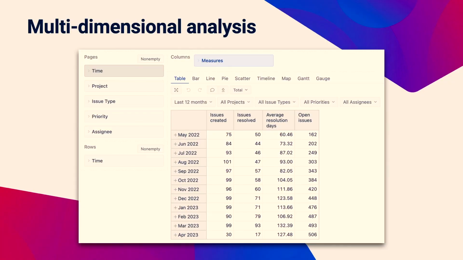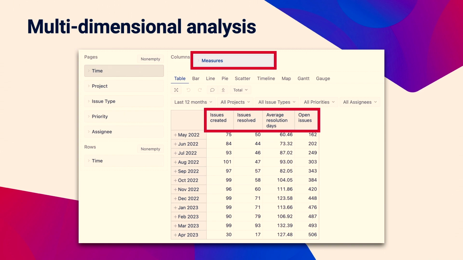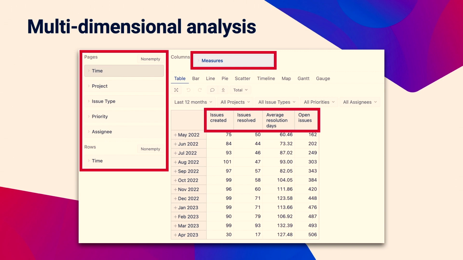The key difference in eazyBI is that we offer a multidimensional data model for analyzing your data. There are measures that you can analyze, like issues created, resolved, resolution days, hours spent versus estimated, workflow transitions, etc. And then you can analyze them by different dimensions, like by time, by project, issue type, priority, etc.